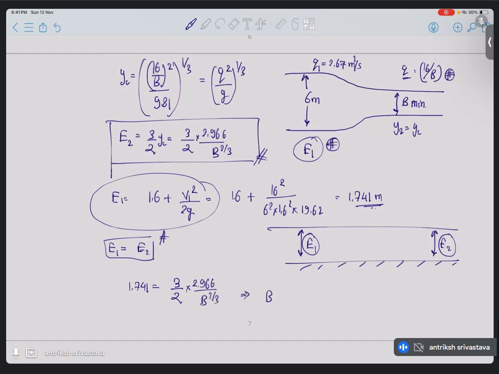So when you solve this expression, you will get the value of B as 4.085 meters. And the value closest to this is 4.1 meters.